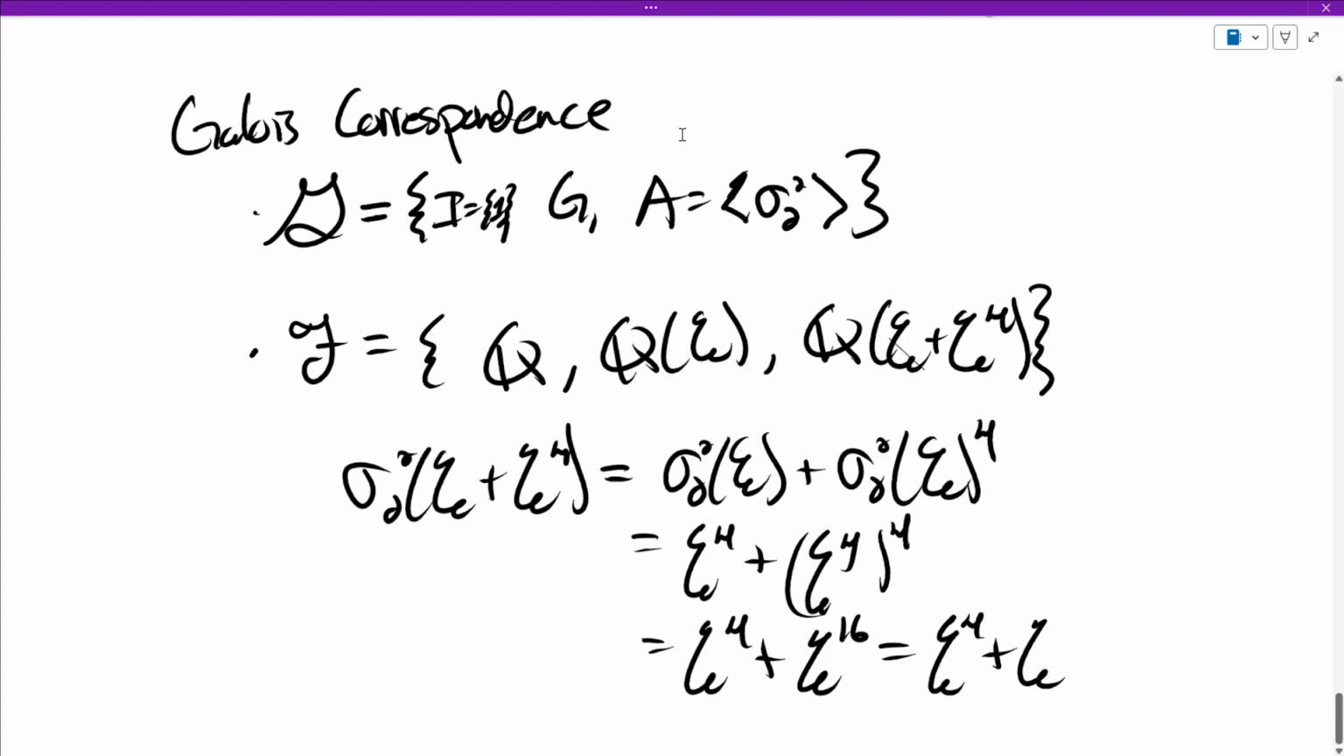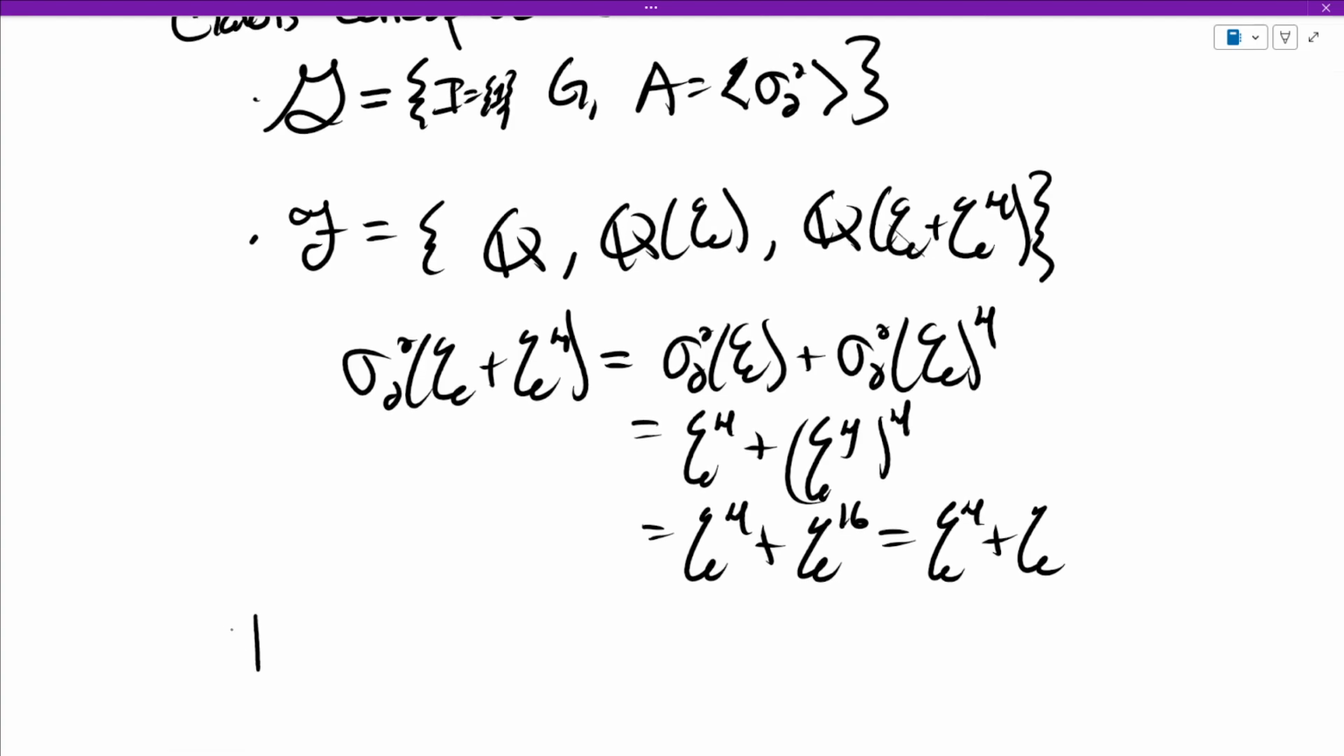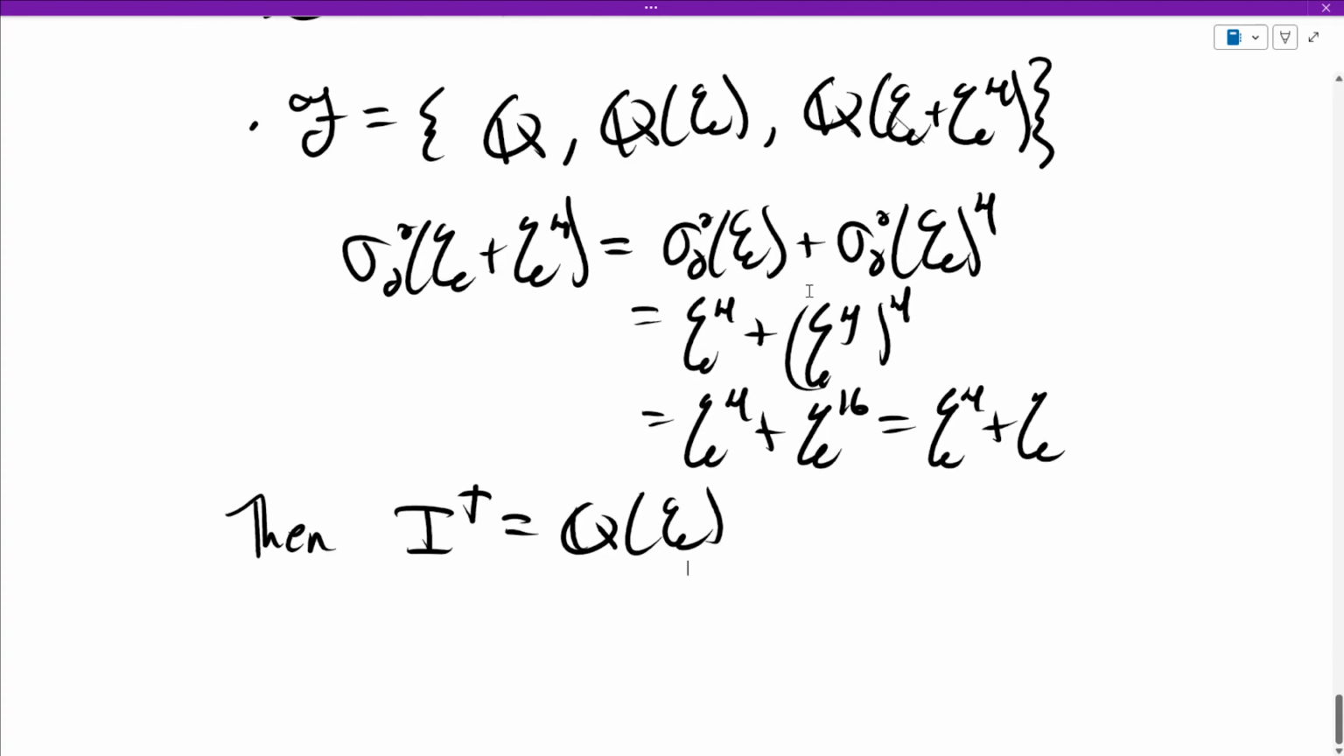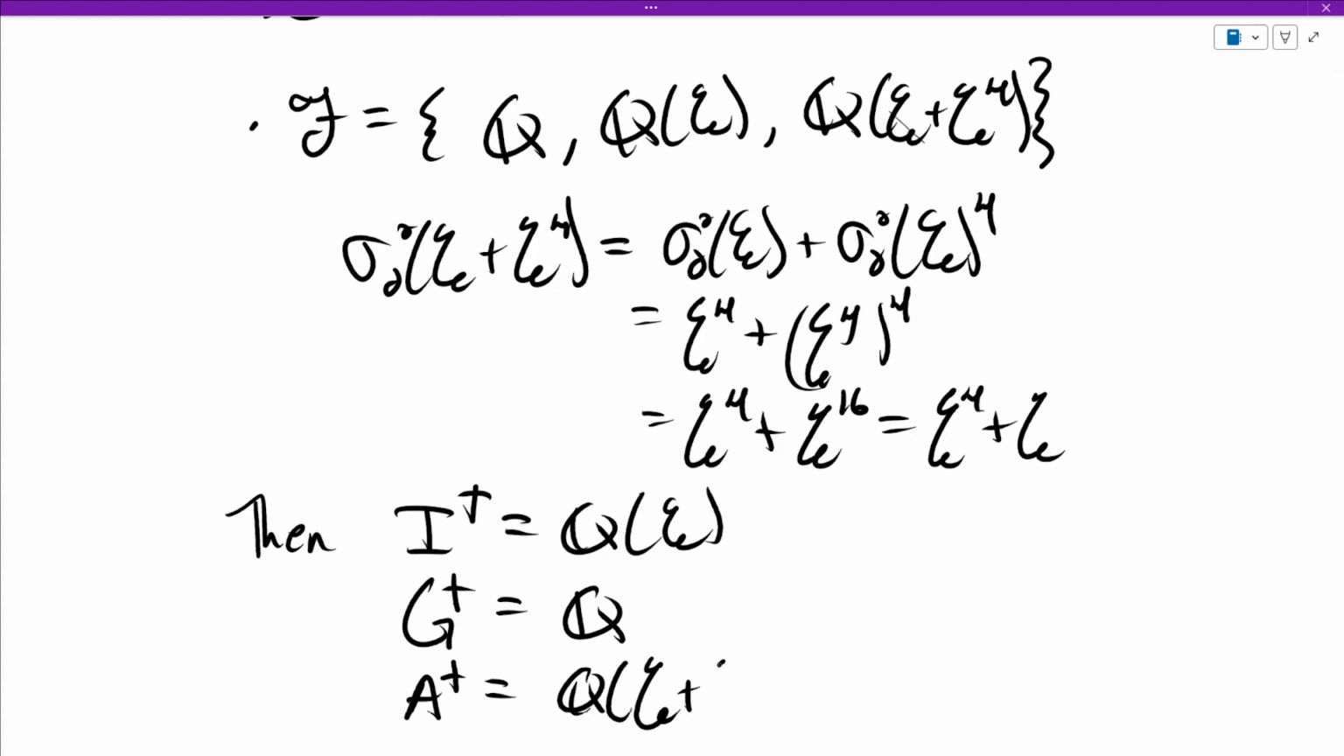All right, cool. So A dagger is this one. Identity dagger: identity fixes everything, so that's everything. G fixes nothing because it sends all of the zetas around. It fixes only the rationals because it sends zeta to every possible power and cycles through all of them. And then this subgroup A corresponds to the fixed field that you found in your homework. Okay. So this is the Galois correspondence for this 5th roots of unity example that we saw 2 chapters ago.